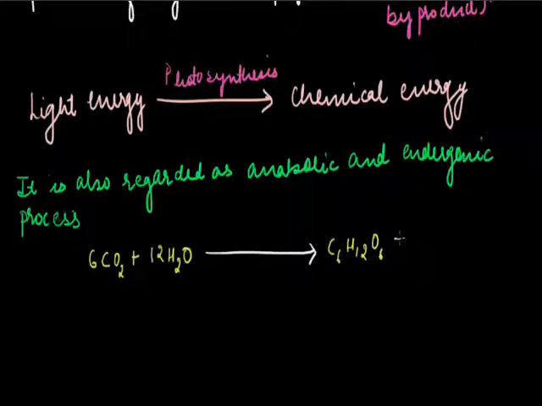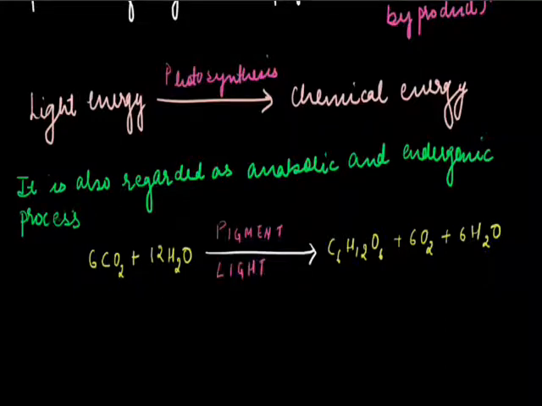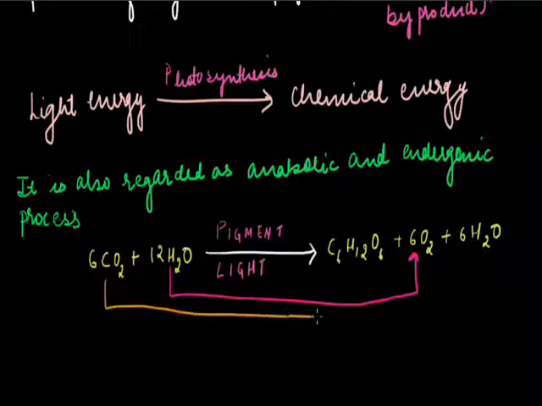C6H12O6 plus 6O2 plus 6H2O. And what is basically required? There is requirement of pigment and requirement of light. Now if we split it, it has been found that the oxygen which is obtained here comes from photolysis of water, whereas this CO2 is responsible for the production of glucose.